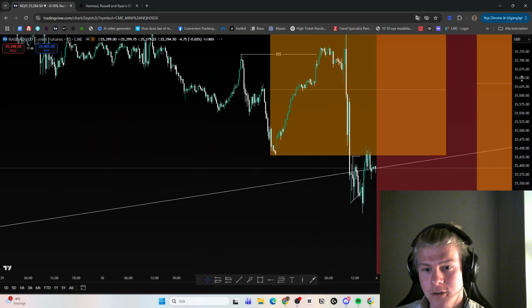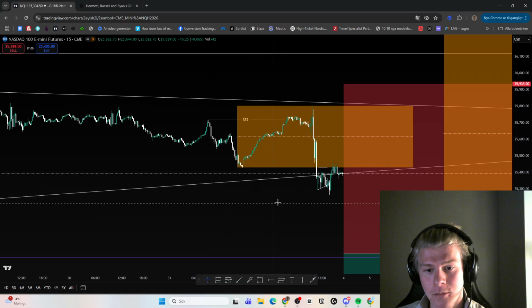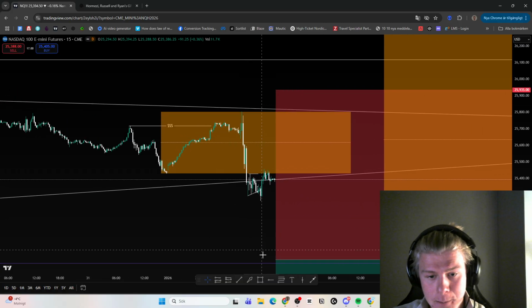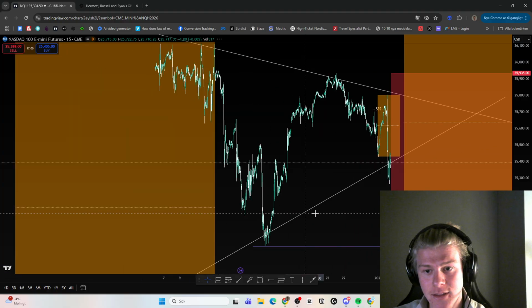Okay, so that's step 2. Find the bank block. Find the engineered liquidity. And from that, you then, step 3, and this is how you print.